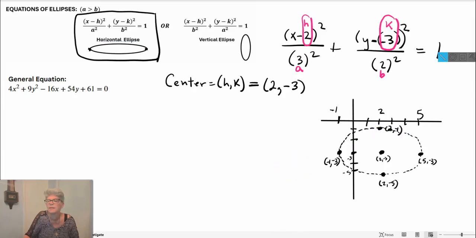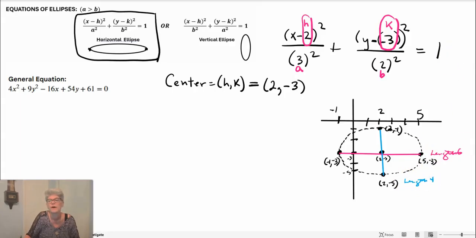And so my major axis, or my major radius, is 3, and so the length of my major axis would be 2 times 3, which would be 6. So that has length 6. And my minor axis, well, the length from the center to each minor vertex is 2, and so my minor axis would have length 4.